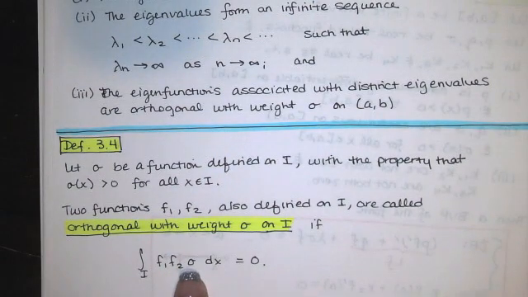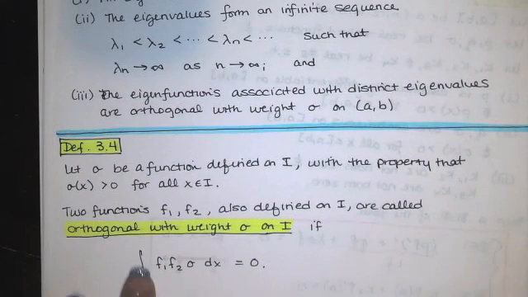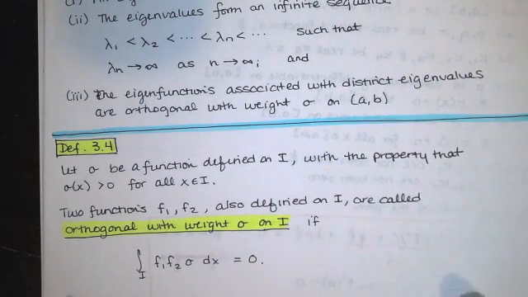Now, if that weight is 1, if sigma of x is just the function y equals 1, pretty boring function, then you just have the integral of this product is 0. F1 times F2 is going to be 0. If this is true for any two distinct functions in a set, we say that the set of functions is orthogonal.